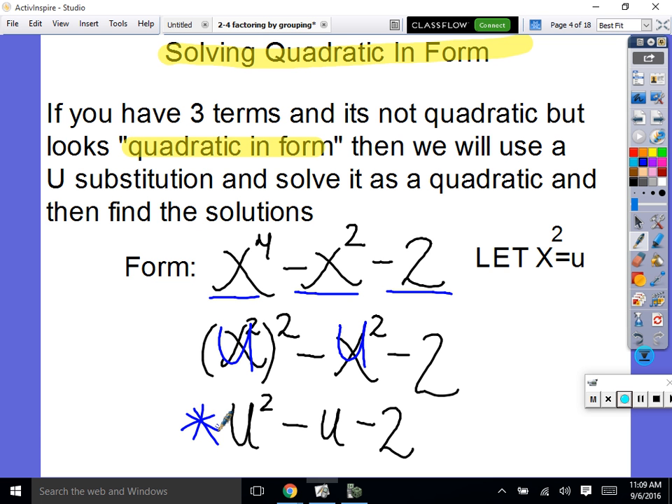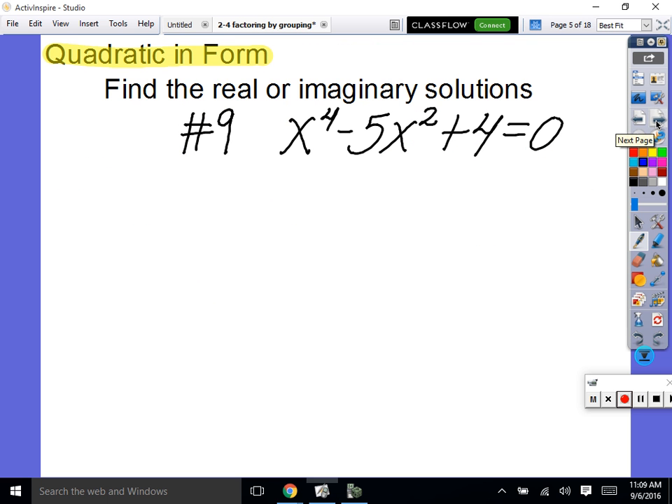Let's do our first example. Mine are all coming off your worksheet. Here we go. On your whiteboard, if you need it, or it's on the back, number 9 on the back. It says, find the real or imaginary solutions. So you first see, okay, can I factor it? Look, there's no greatest common factor, and I'm looking at a degree 4, so we know there's going to be 4 solutions. And if you look at this, it's quadratic in form.